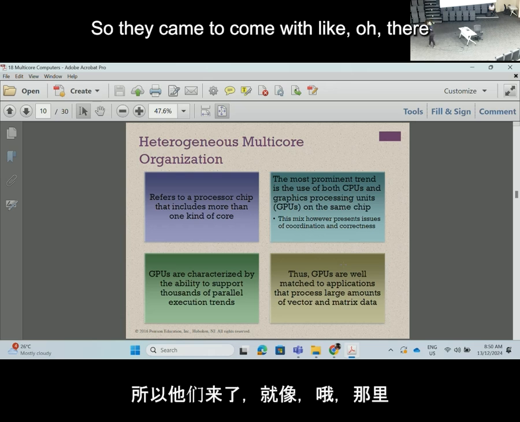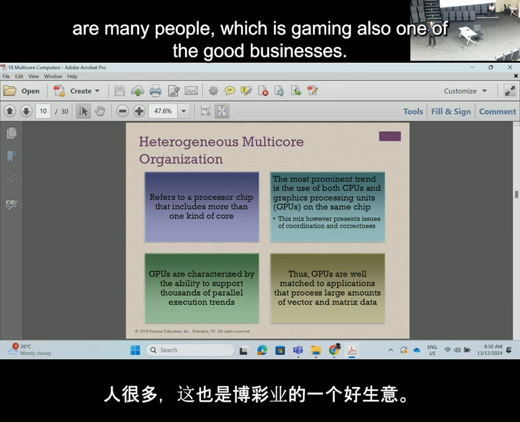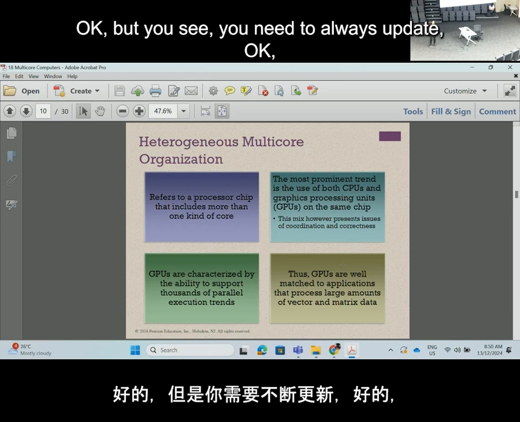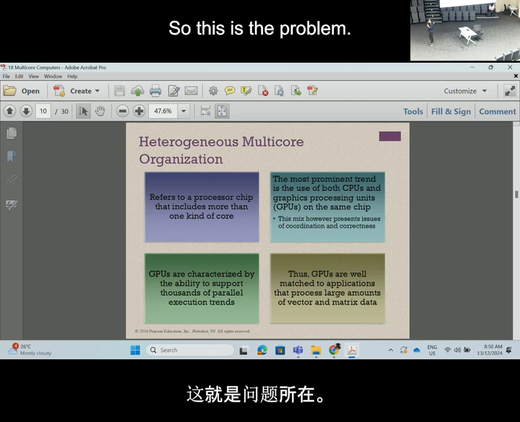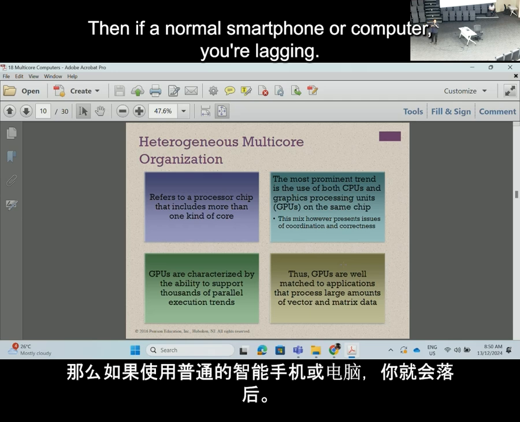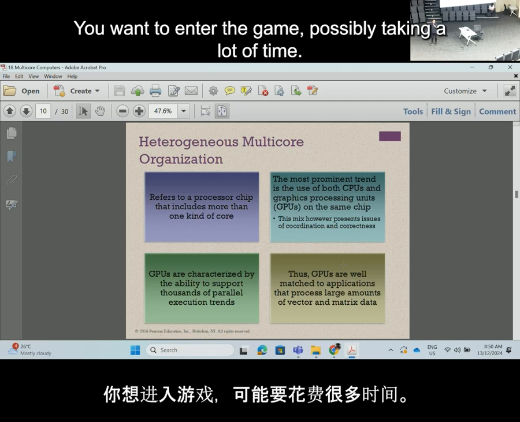So they came with, oh, there are many people, and gaming is also one of the good businesses, okay? But you see, you need to always update your screen resolution. So this is the problem. With a normal smartphone or computer, you're lagging. You want to enter the game, it possibly takes a lot of time.